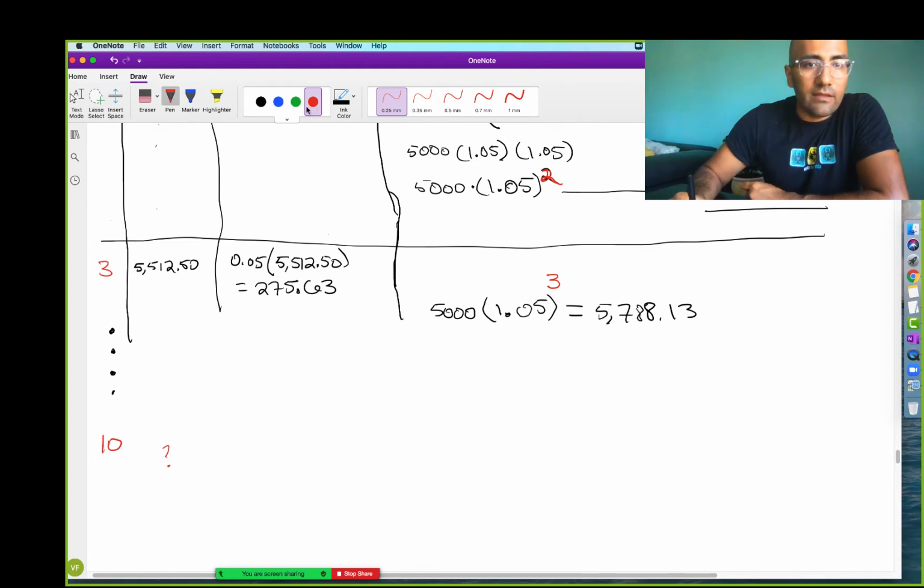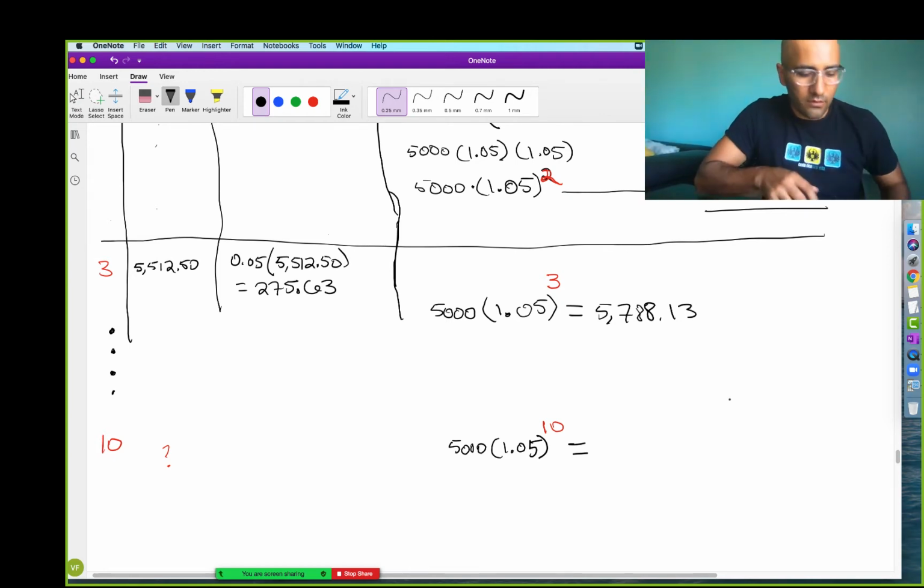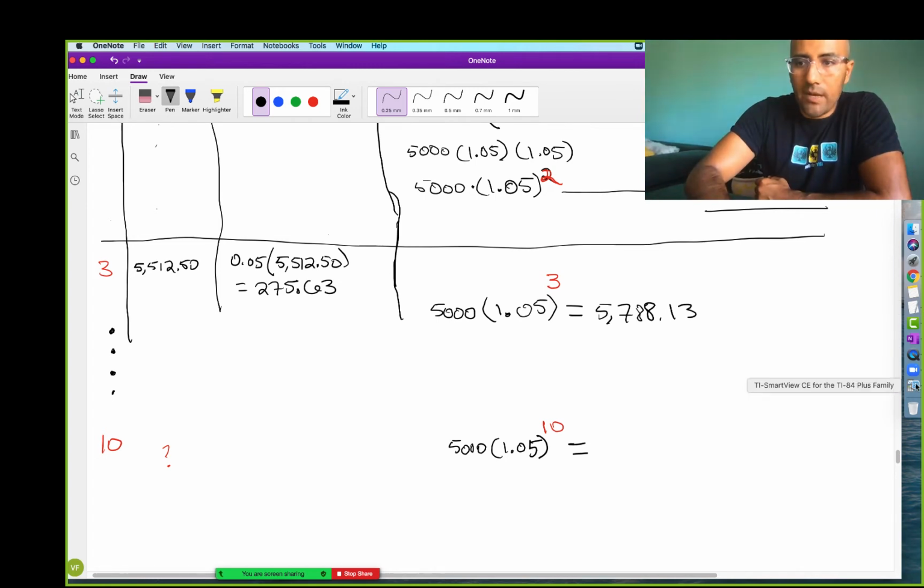But this great little shortcut here, this formula, helps us get to the answer fairly easily. It's just going to be 5,000 times 1.05 to the power of 10. That will tell me the balance on the account after 10 years if it earns interest compounded once a year at the end of the year, and the interest is given as 5% annually. Good. So now we can just type that into our calculator.